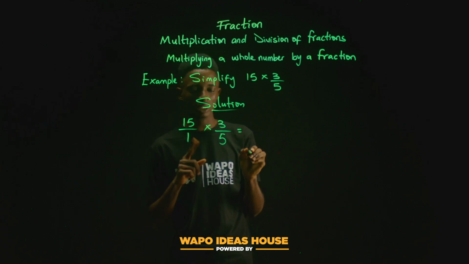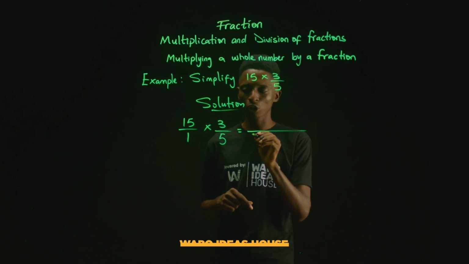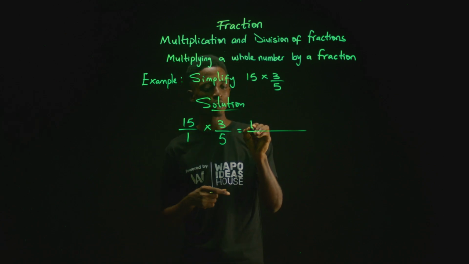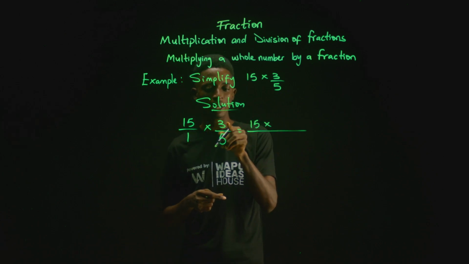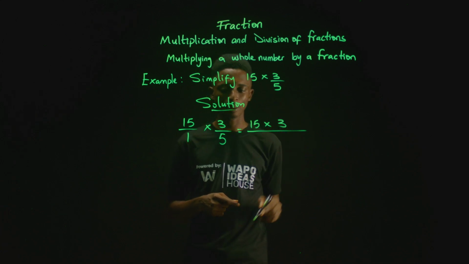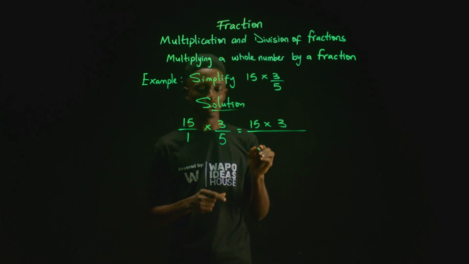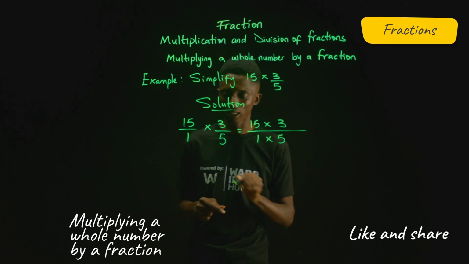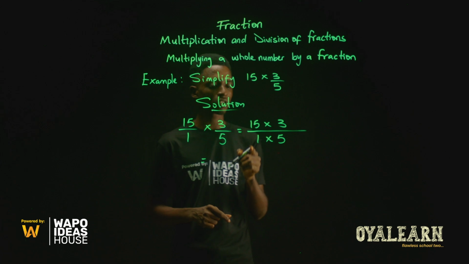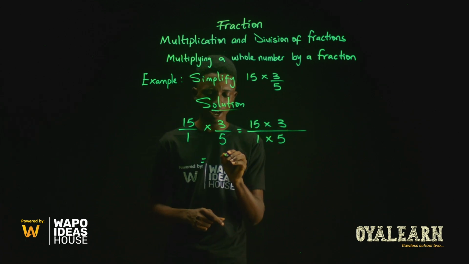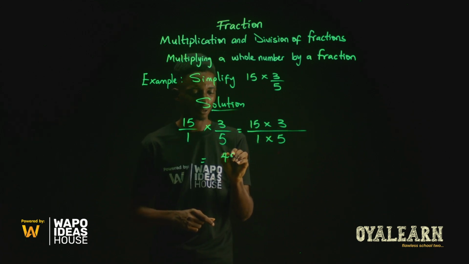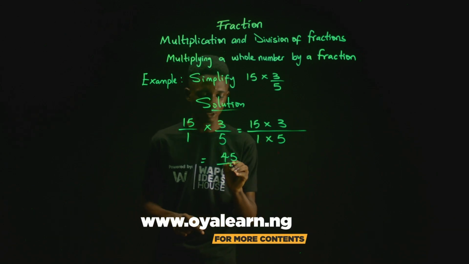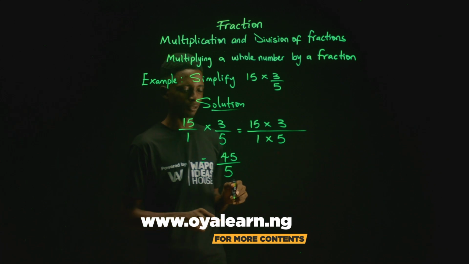Now what this gives us is, we write our division line and then multiply the numerators by each other. So numerator 15 multiplied by the other numerator, which is 3. And then we also multiply the denominators, that is, we have 1 multiplied by 5. Now this gives us 15 multiplied by 3 will give us 45. And then 1 multiplied by 5 would give us 5.